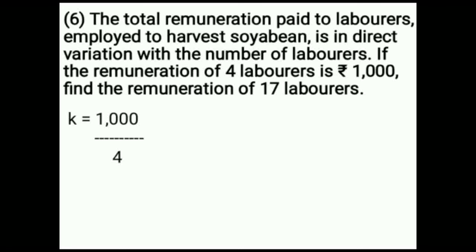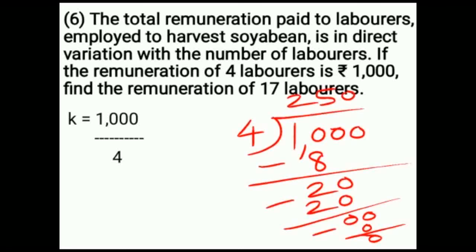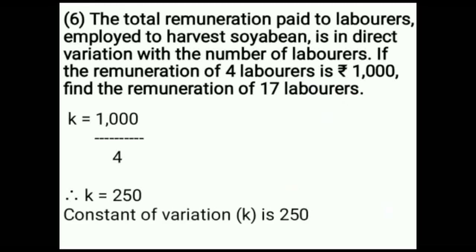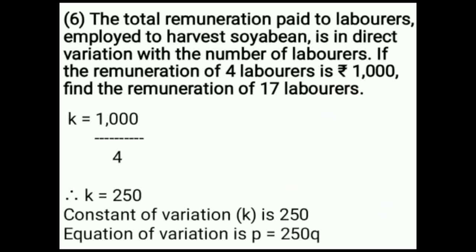K is equal to 1000 divided by 4. I have divided 1000 by 4. I am getting the quotient 250. Therefore, K is equal to 250. Constant of variation K is equal to 250. Equation of variation is P is equal to 250Q. Now you have to find the remuneration of 17 laborers.